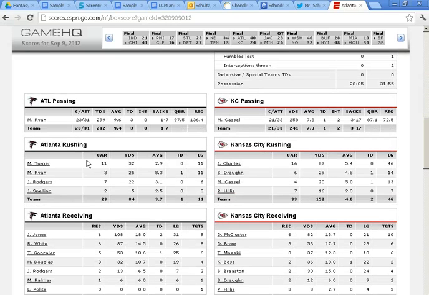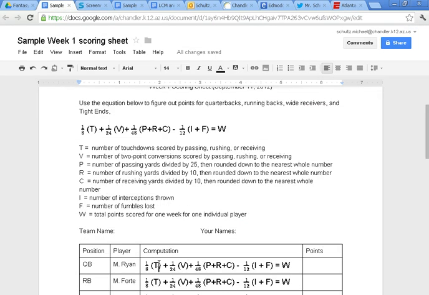Alright, so we'll start with touchdowns. He's got 3 passing touchdowns. He's a quarterback, so I'm looking at passing, but I should also look at rushing. And of course, there's Matt Ryan. He has another rushing touchdown. Okay, and no receiving touchdowns. So let's go back. Let's just start with touchdowns. And so instead of T, I'm going to put 4.